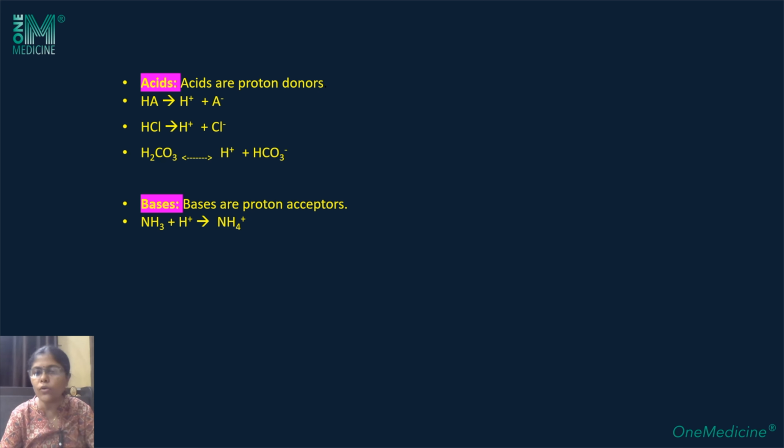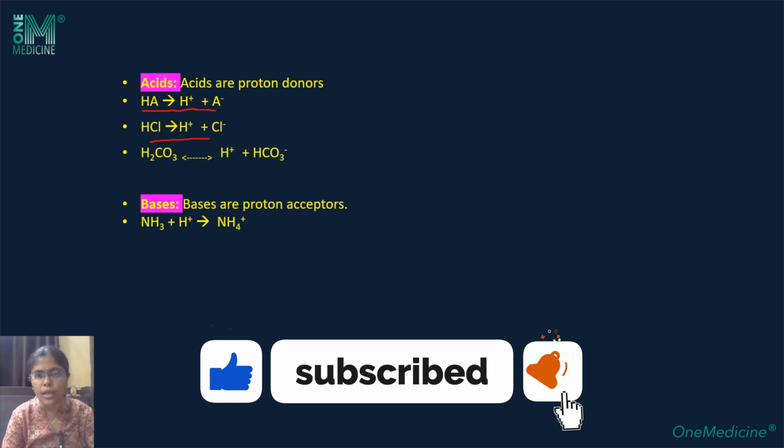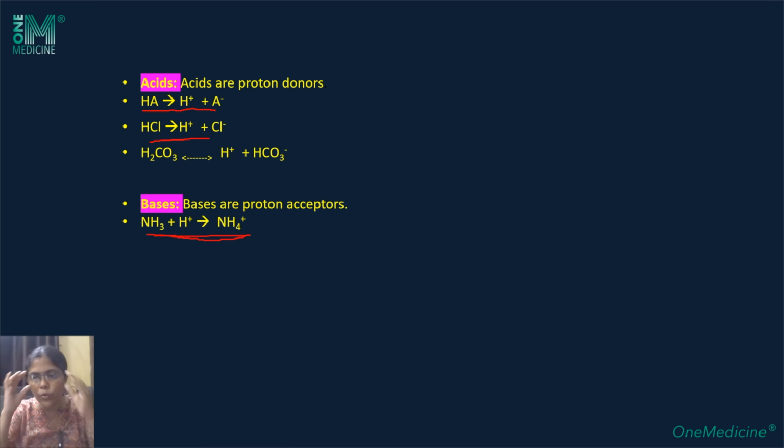Now, I know you all know what acids and bases are from your school age, but still, as per NMC competency, I need to say acids are proton donors. You can see here a prototype of acid HA, it dissociates to H plus and A minus, so this proton is donated. HCl dissociates to H plus and Cl minus, it is a strong acid, whereas carbonic acid is a weak acid. Bases are proton acceptors, like ammonia, which reacts with hydrogen ion to form the ammonium ion. These are proton acceptors.